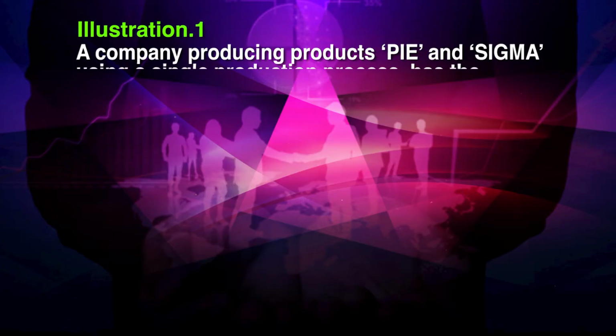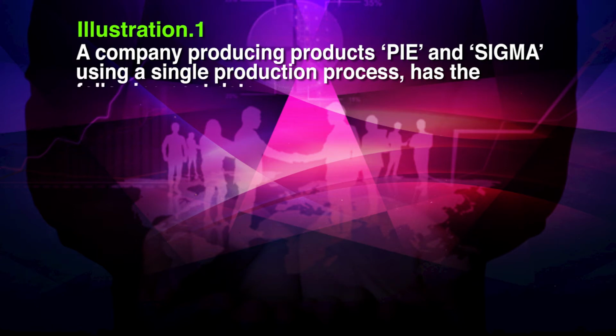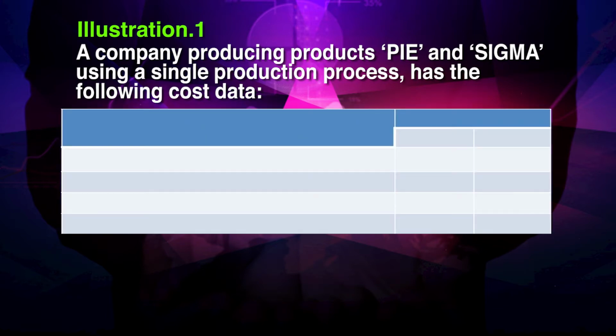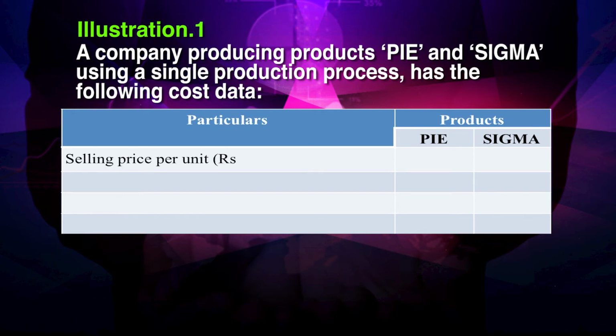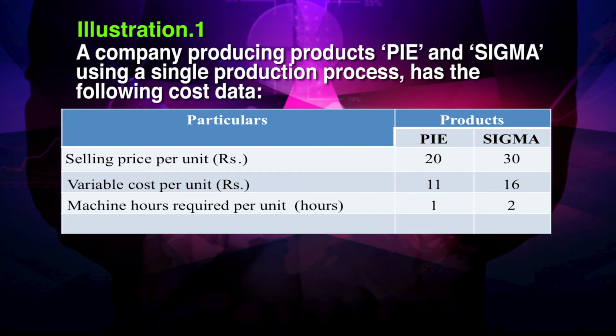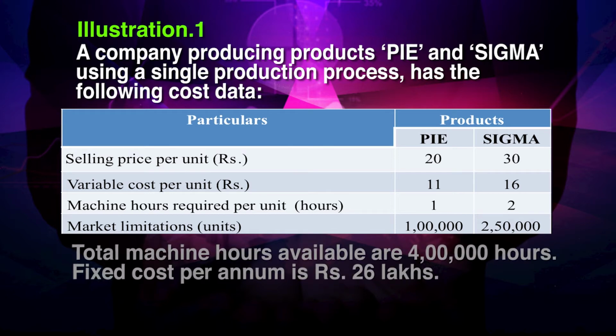Now, let us come to illustration 1. A company producing products P and sigma using a single production process has the following cost data. Particulars: product P and product sigma. Selling price per unit for P it is 20, for sigma it is 30. Variable cost per unit it is 11 for P, 16 for sigma. Machine hours required per unit: 1 hour for P, 2 hours for sigma. Market limitations in units: 1 lakh and 2,50,000 respectively for P and sigma. Total machine hours available are 4 lakh hours.